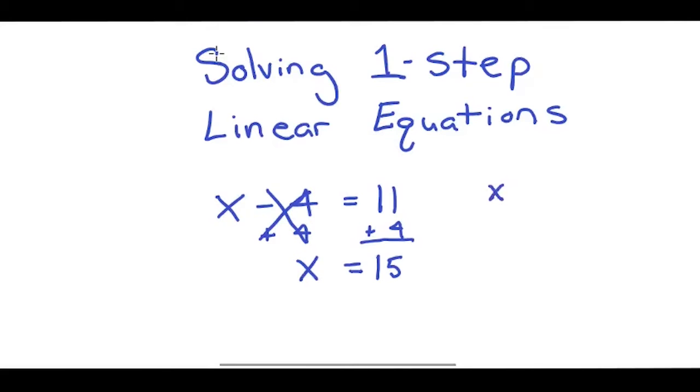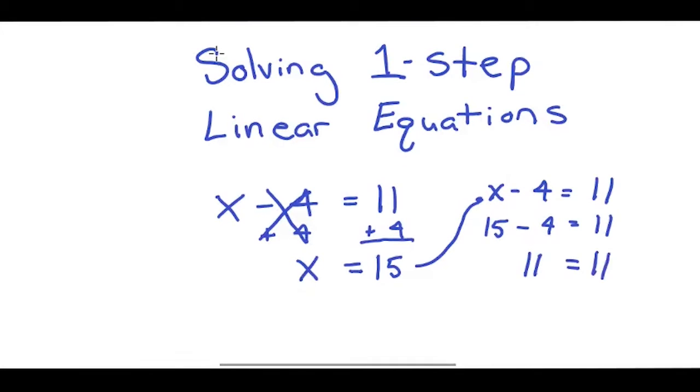So now, if you'll remember, the original equation was x minus 4 equals 11. So we've solved and found that x equals 15, but I want to check it just to make sure. So we plug in 15 for x. So 15 minus 4 equals 11. 11 equals 11. So check, that works. So our final answer is x equals 15.